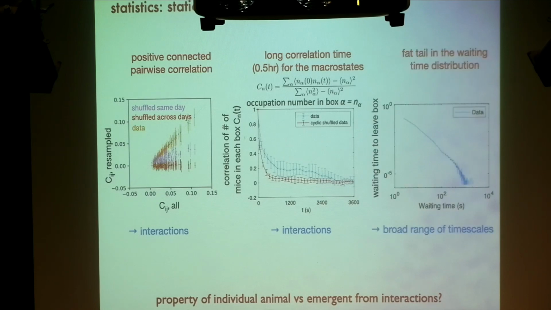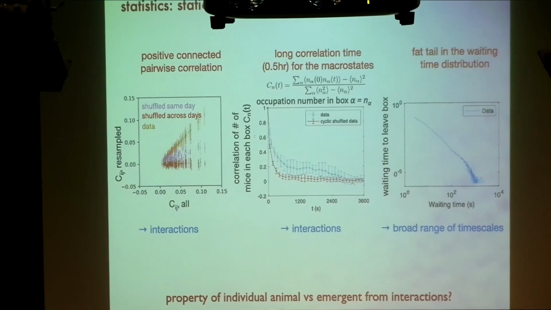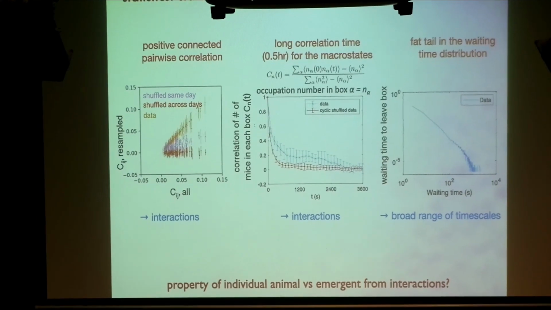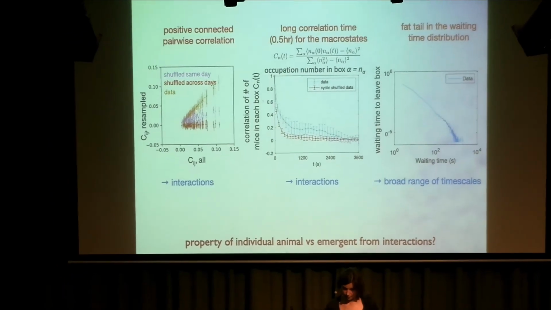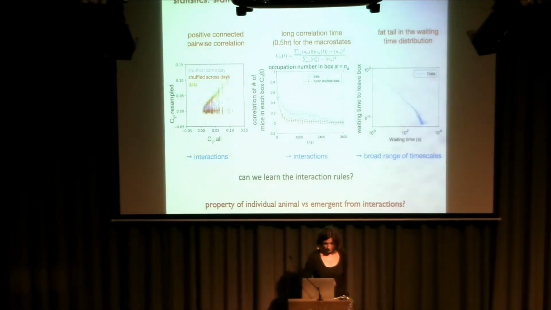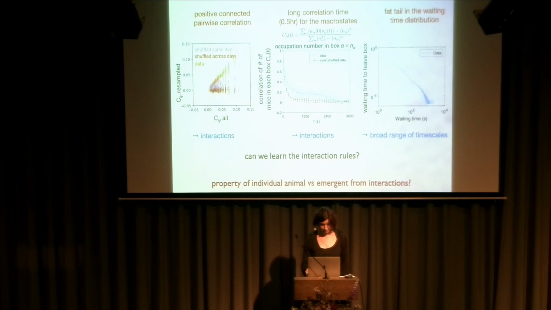It's a signature of interactions. But maybe the most interesting thing is if you look at the waiting time distribution to leave a box, and you see that it has these long tails. So that tells us that there's a broad range of time scales involved in these interactions. Now, can we learn the interaction rules for such a system?